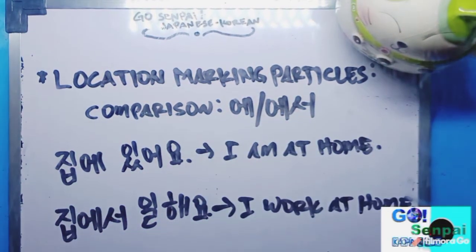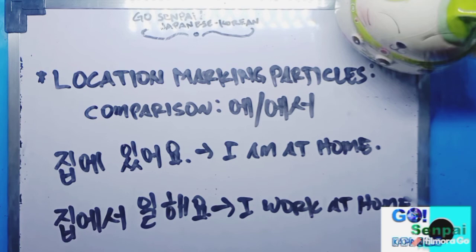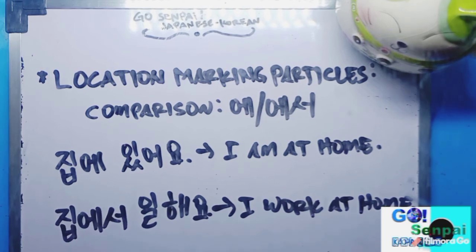So first example, we have 집에 있어요, I am at home. Here in our example, it expresses a location where someone exists. While example number 2, 집에서 일해요, I work at home. It expresses where the action is taking place.